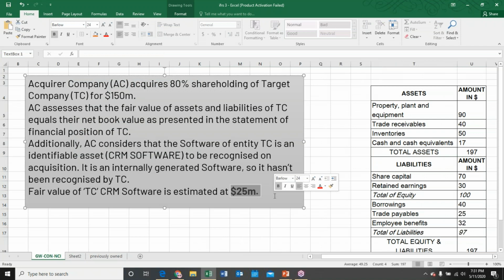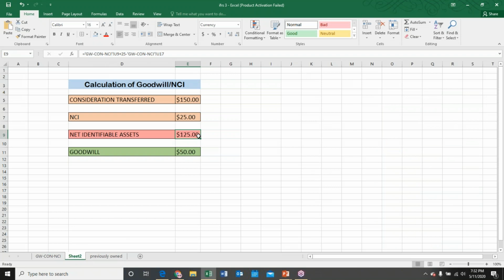Now, at the time of acquisition, the amount that I had recognized and measured was 25. So I am going to add that while calculating my net identifiable assets, because this is also an asset that is being transferred from AC. It is not being generated, it is being transferred by AC. I have just recognized it. It was there.